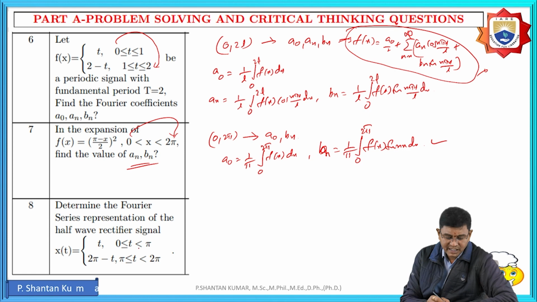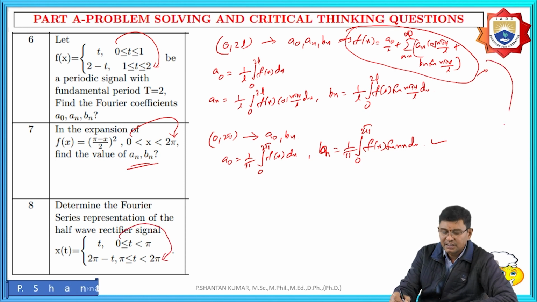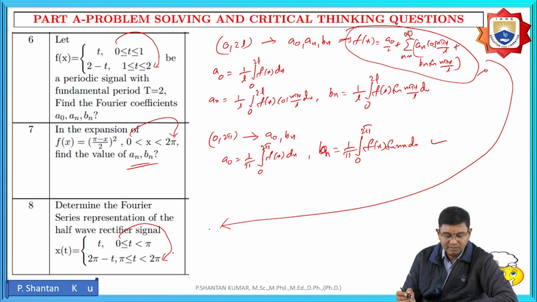And here also it is clearly given the same, 0 to 2 pi, according to the required series. There is no change, but the only condition given is that pi is equal to L. We just replace that, and the rest of the thing is the same. We need to replace the conditions.